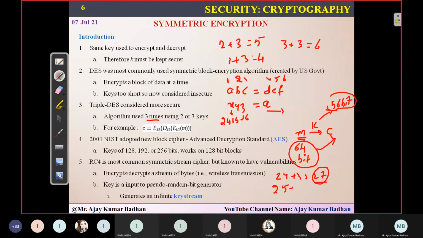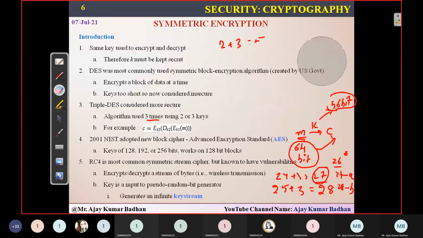So Y is 25. So 25 plus 3 is 28. 28 means the second element. We have 26 letters in the alphabet, so the 26th letter is Z. After that, 27 means A, 28 means B. So A, B, C. This is the actual message. This is the way they used to do it. So here what they used is nothing but simple mathematics.